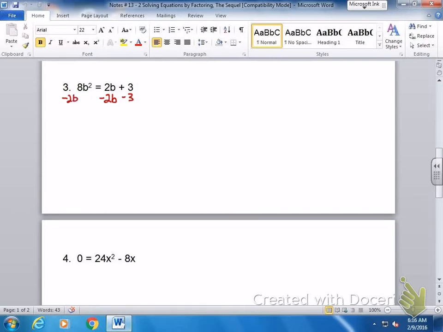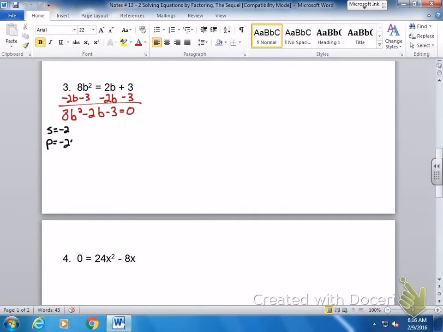If you don't want to do it in 2 steps, feel free to do it in one, just like we did on the first one. So this gives me 8b squared minus 2b minus 3 equals 0. Now this is a trinomial. There's no GCF, so we can go ahead and try our swing method. So we need to find the sum, which is -2, and the product, which is -24.